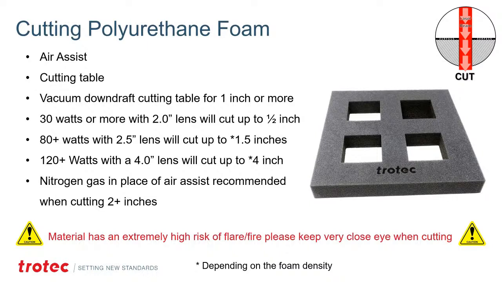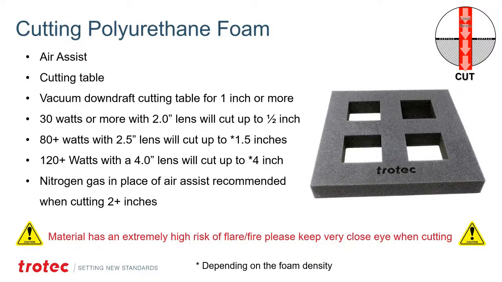So polyurethane foam requires air assist. Air assist for cutting through it is an absolute must. A cutting table is also a must. Otherwise, that excess heat from the backside is going to cause a fire or flare up. So if you don't have air assist and a cutting table, unless you're cutting very, very thin material, I don't recommend cutting this material at all. Use a vacuum table downdraft for anything more than 1 inch. If you're cutting thicker material and you don't have the vacuum downdraft, I don't recommend cutting any more than 1 inch of this material.